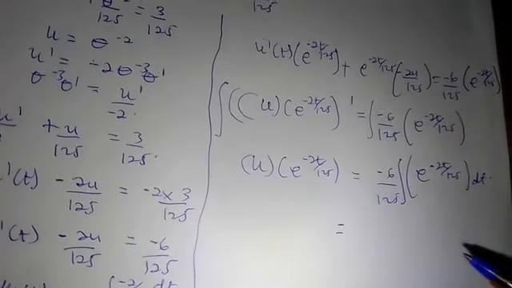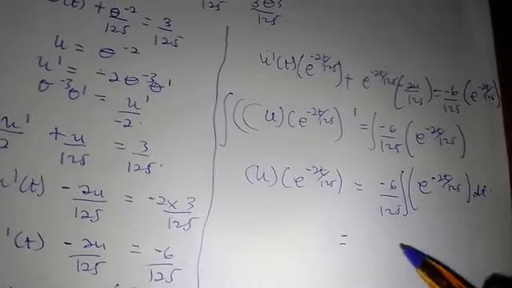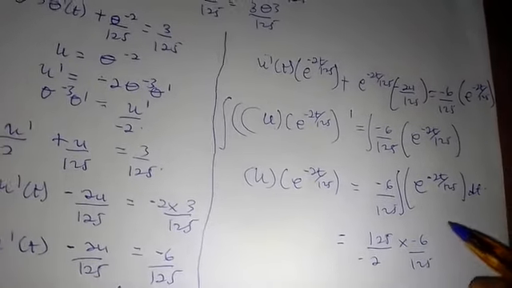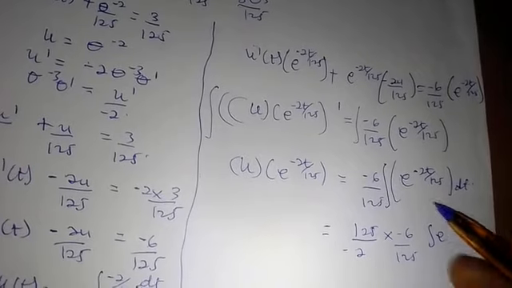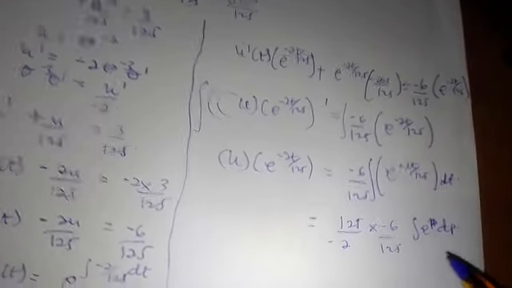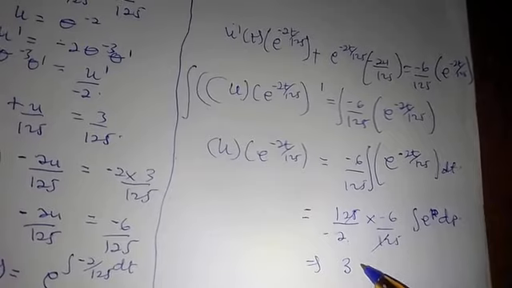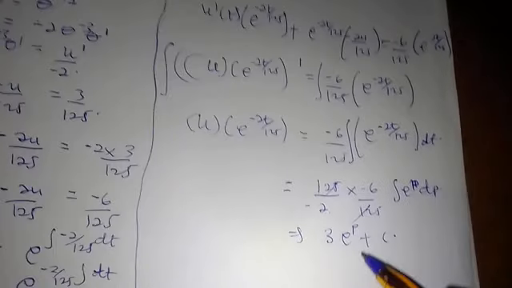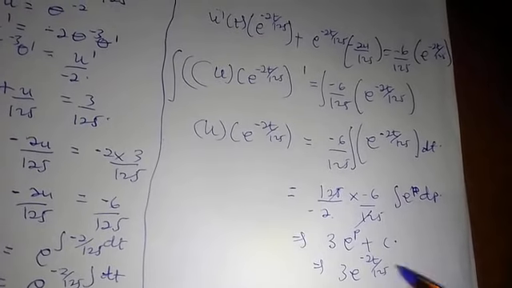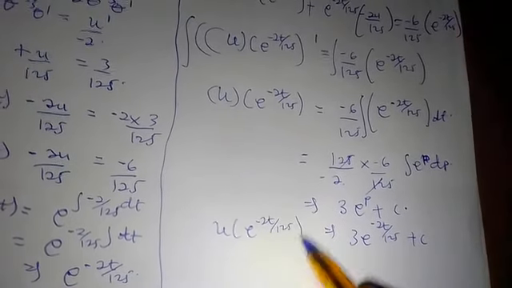So applying our calculus 1, I'll straight away write the answer. I get the coefficient of this dividing the whole expression, so 125 over negative 2 multiplying negative 6 over 125, then integral of e to the power p dp. I assume that I made a substitution of p, from calculus 1. This will cancel this, and this will go here, 3 e to the power p, then plus c, where my p is the whole function here. So this is equal to 3 e to the power negative 2t over 125 plus c, and this should be equal to the expression u multiplying e to the power negative 2t over 125.